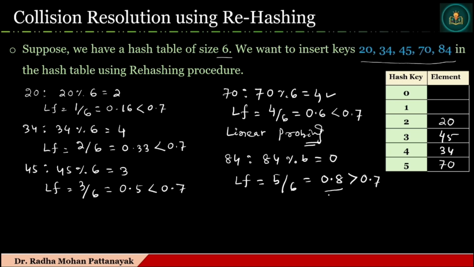So here what happened? After insertion of 84, the load factor will exceed the default load factor value, that is 0.7. So even though free space is there, we should not insert that 84 into the free space. As per the rehashing method, we will trigger the concept of rehashing here. Okay. So as per rehashing, at first we will double the size of the hash table. Then after doubling the size of the hash table, we will rehash each and every element again into the new hash table. Clear? Let's see here.